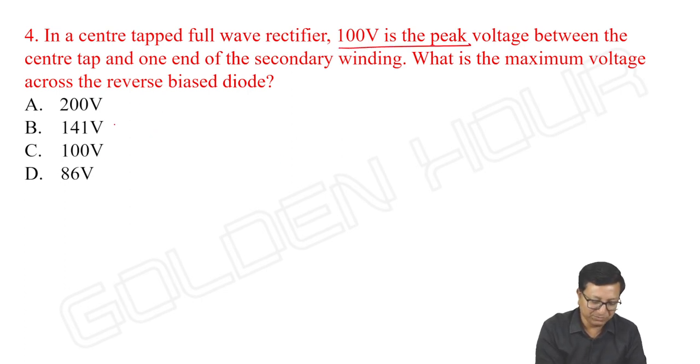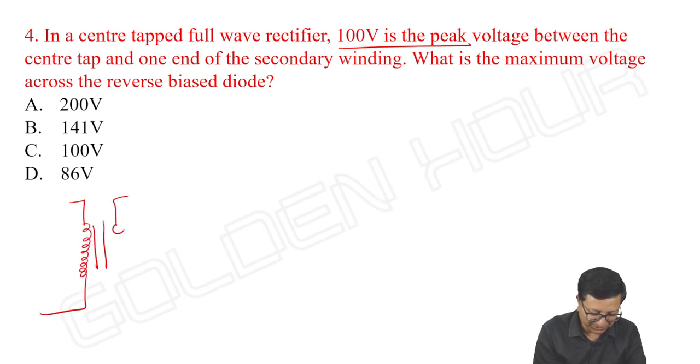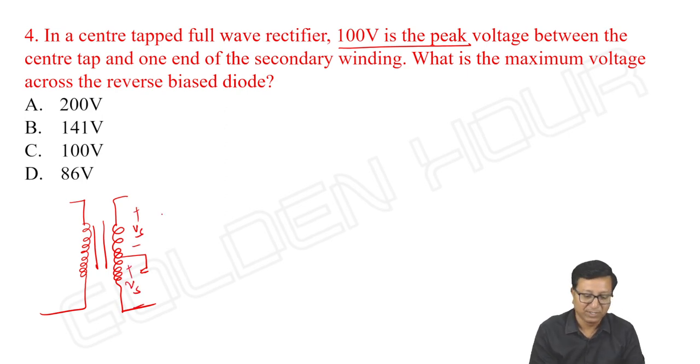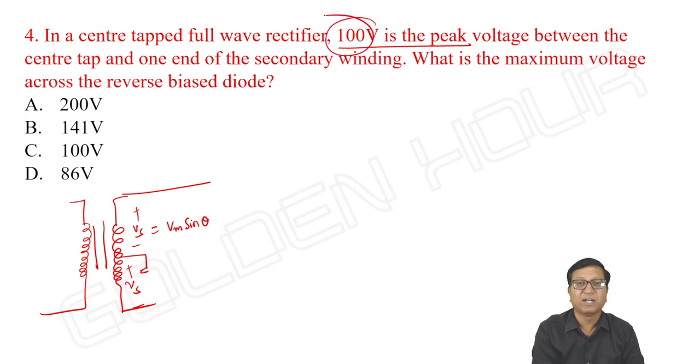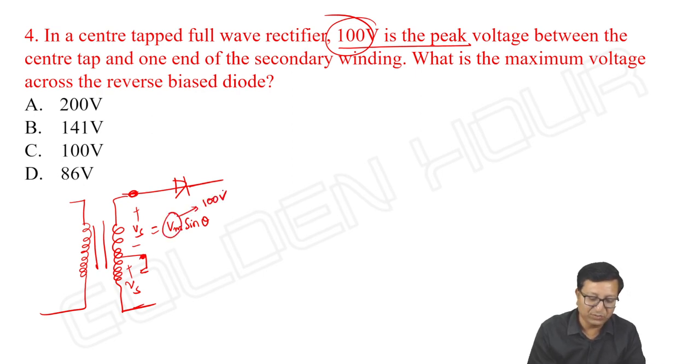Peak voltage. We are well aware of the notation, so I need not write this much because we have gone through a lot of discussions. It is one end of the secondary winding, and this is also one end of the secondary winding, something like Vm sine theta. And what about its peak amplitude Vm? It's given as 100 volts, the peak voltage between center tap and one end of the secondary winding. And the peak amplitude in this example is 100 volts.